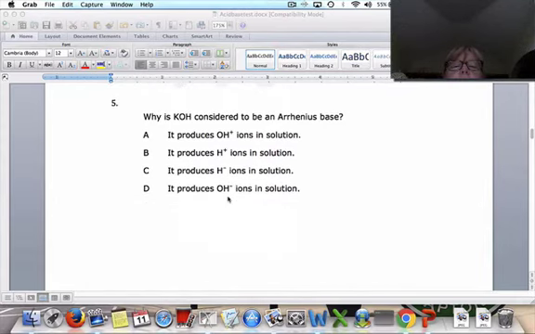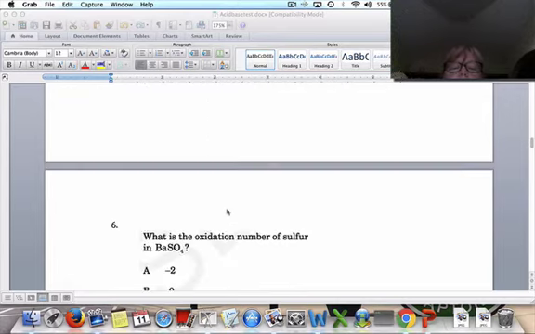Okay, number 5, potassium hydroxide is an Arrhenius base. You need to know the definition. An Arrhenius base is something that produces hydroxide ions in solution, and hydroxide is OH minus. That is an Arrhenius base. If this question had asked about an acid acting as an Arrhenius acid, like HCl is an Arrhenius acid, acids produce H plus ions in solution.